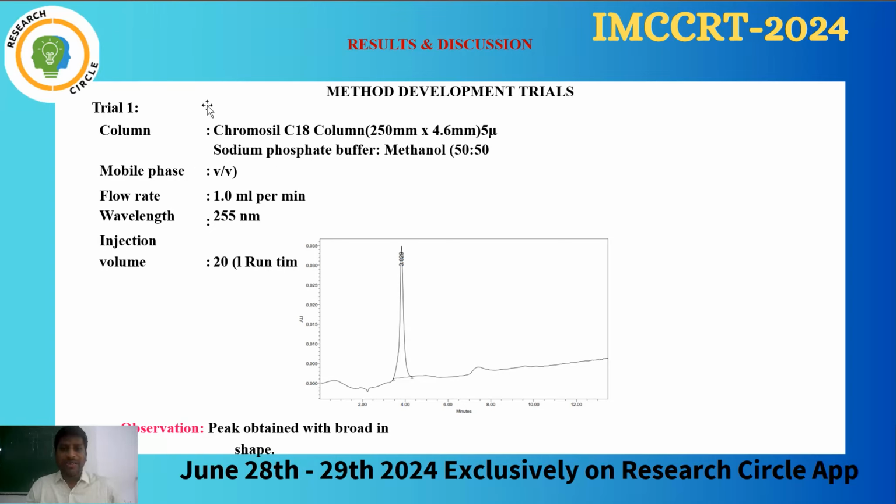So I did many trials. The first trial was with the Chromosil C18 column, 250 mm, 4.6 mm, 5 micron particle size. The mobile phase was sodium phosphate buffer and methanol in a 50:50 ratio. The flow rate is 1 ml per minute, the wavelength is lambda max 255 nanometer, and the injection volume is 20 microliter. So we didn't get a proper peak shape for these two drugs.